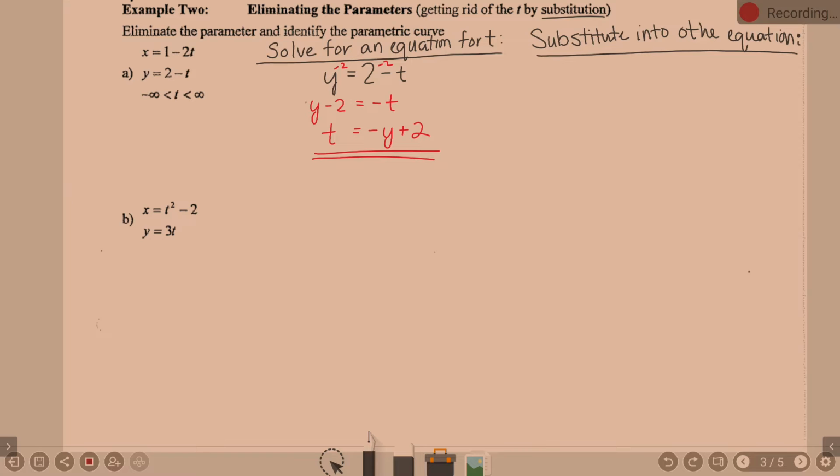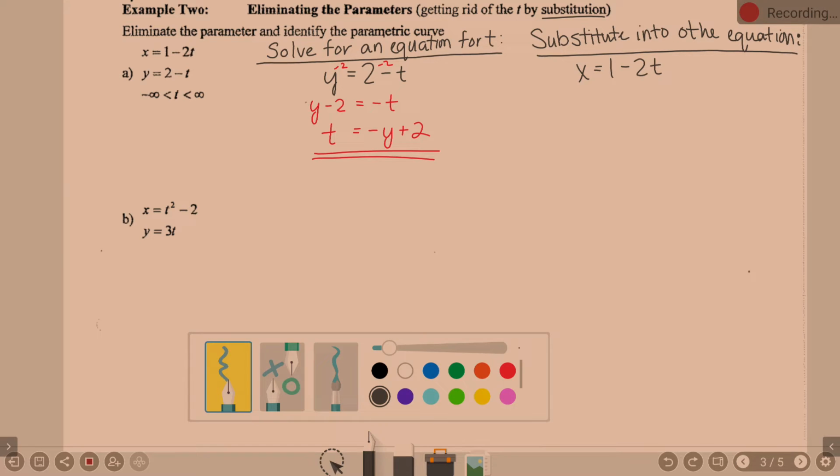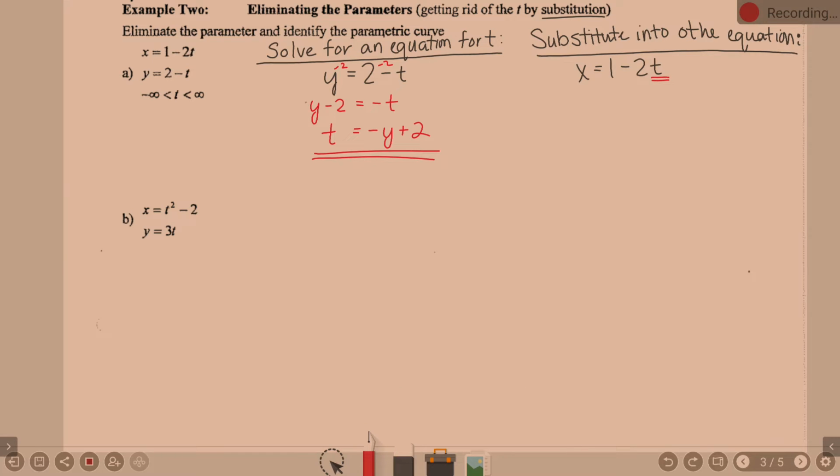Okay, so my other equation is x equals 1 minus 2t, correct? Except what do we know? We have something for t, right? Yes, we do. So now we're going to do x equals 1 minus 2 times t, which is negative y plus 2. Now, if you have y minus 2, you need to come back here and divide by a negative. Y minus 2 is not okay.